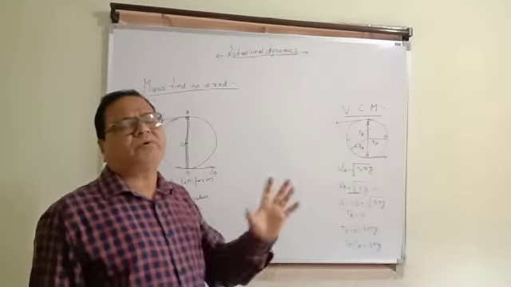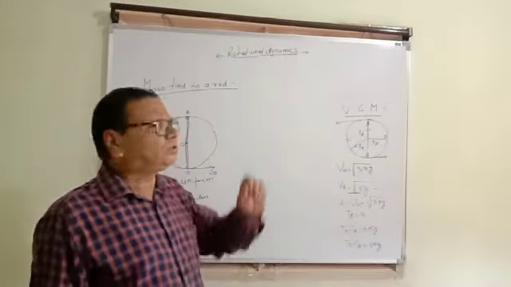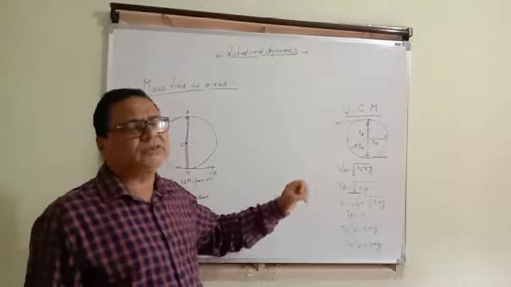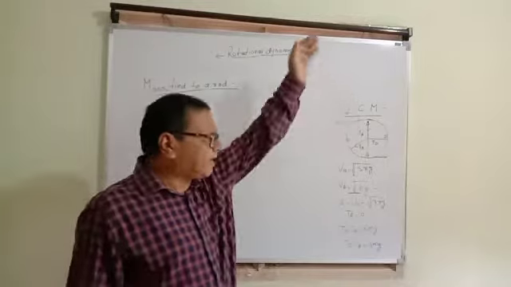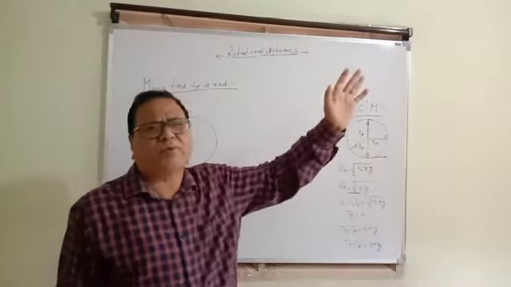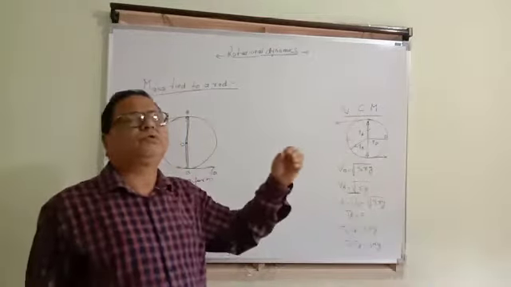The condition for vertical circular motion is that there must always be tension in the string at every point. It may be maximum at some point, it may be minimum at some point, but there should be tension in the string.